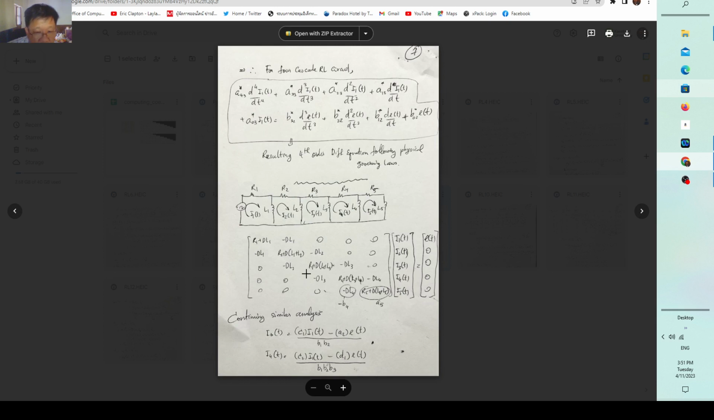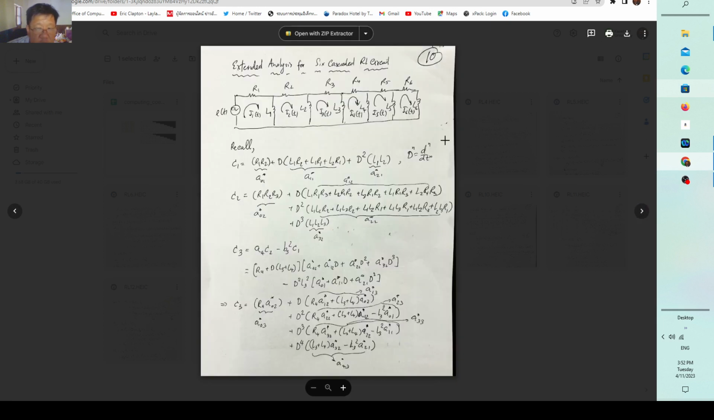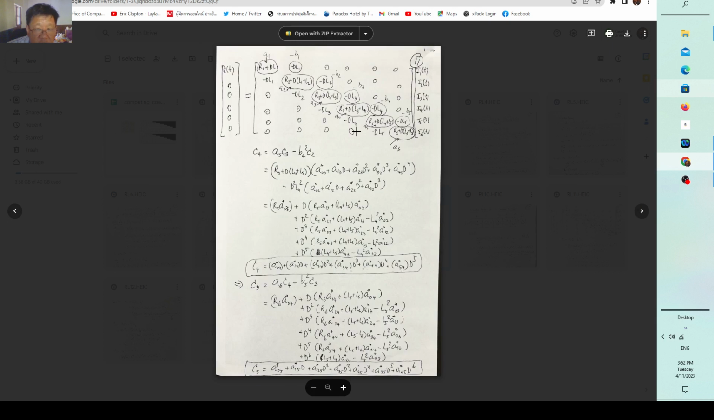Previously we already identified A sub 1 to A sub 4. Once you have the fifth loop, you have A sub 5 and B sub 4. Previously we still had B sub 1 to B sub 3, and then A sub 1 to A sub 4 when you consider the 4 cascaded circuit. For the 5th cascaded circuit, you need to add B sub 4 and A sub 5 here. And also now you have 6 roots, you need to extend this to B sub 5 and A sub 6.